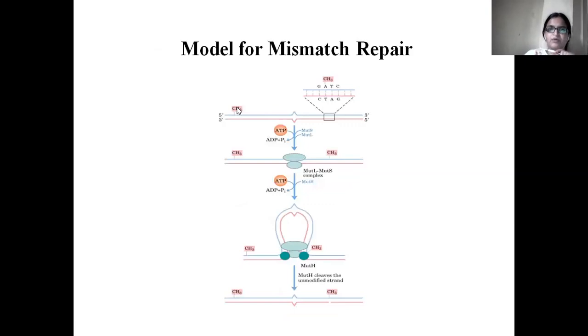Model for mismatch repair. Here also we can see the methyl group. This part is elaborated and shown here. Here the GATC sequence is there. On the adenine there is a methyl group, and the blue one is the old strand, that is why it is showing the methyl group, and the pink one is the new strand, that is why here no methylation is being seen. Then MutS, MutL and ATP all come to the site for the repair of the mismatch, and MutH will cleave, utilizing one ATP.